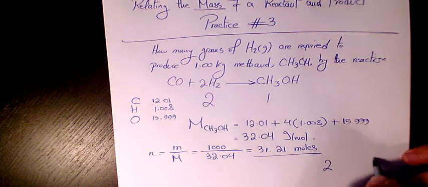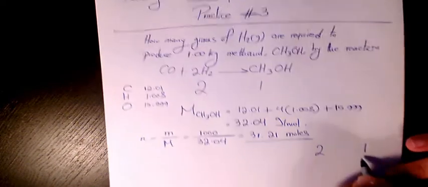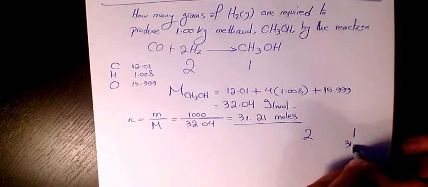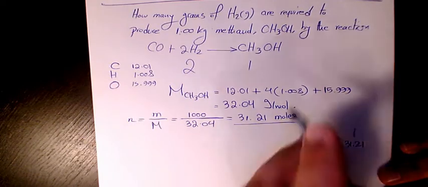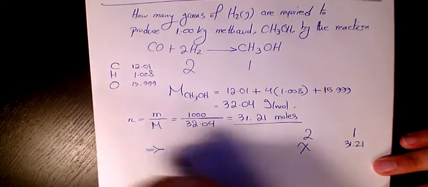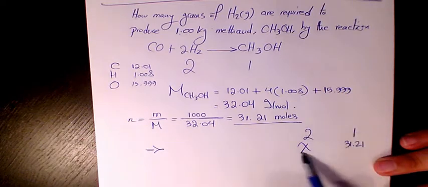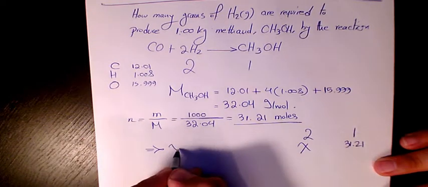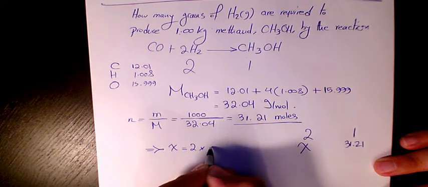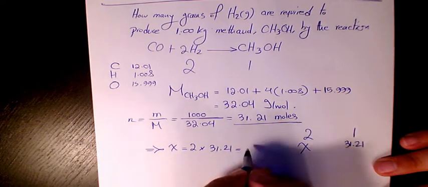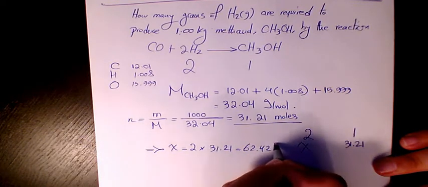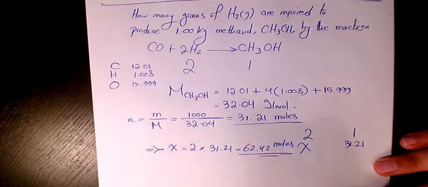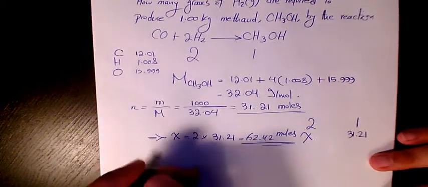So 2 gives 1. We need to produce 31.21. So how much hydrogen we need? So as you see here, 2, 1. So this one has to be double. So X will be 2 times 31.21, which is going to be 62.42 moles. So that's the number of moles of hydrogen required.